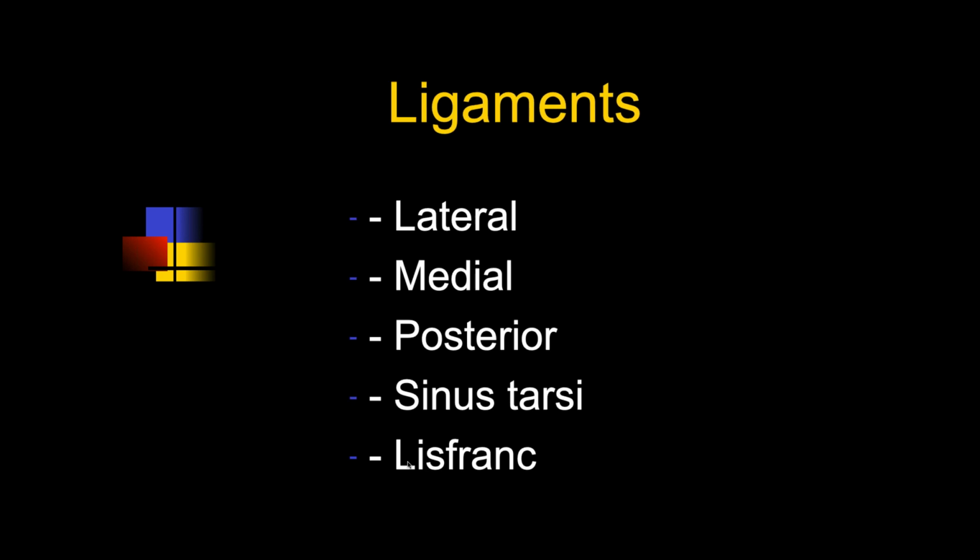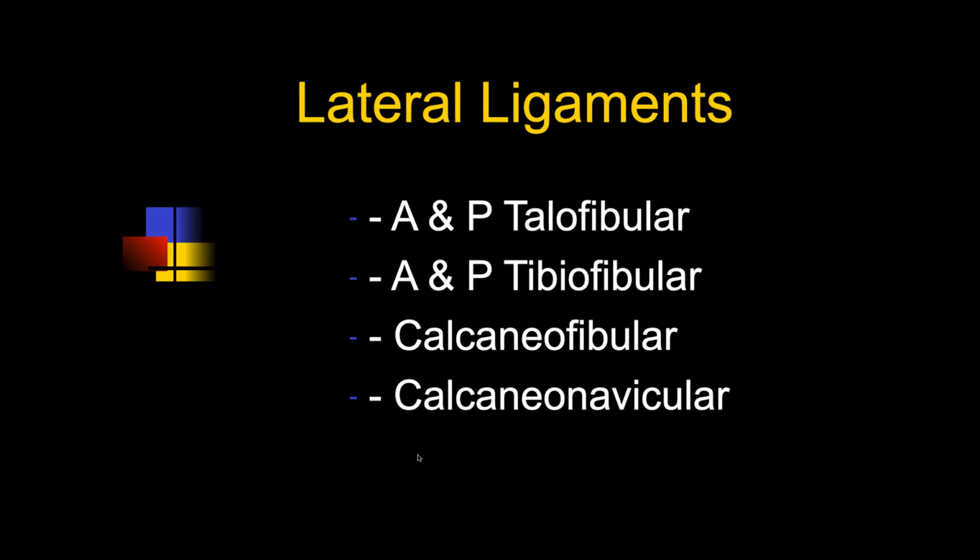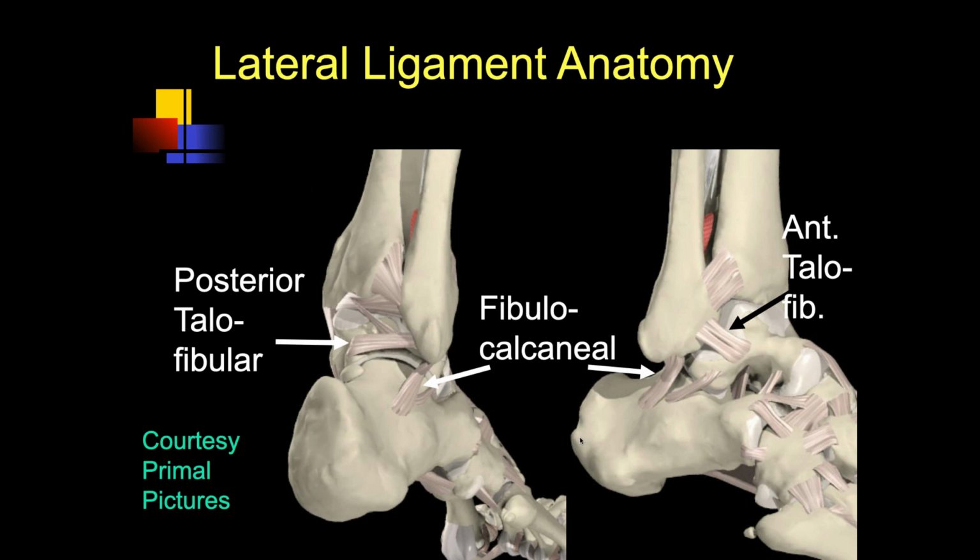So when we talk about the ligaments, let's start with the lateral, then we'll talk about the medial, posterior, sinus tarsi and the Lisfranc ligaments. There are many other ligaments, and we'll talk about the spring ligament later as well. The lateral ligaments are the anterior and posterior talofibular ligaments, the anterior and posterior tibiofibular ligaments, the calcaneofibular ligament, and the calcaneonavicular ligaments are typically the ones described.